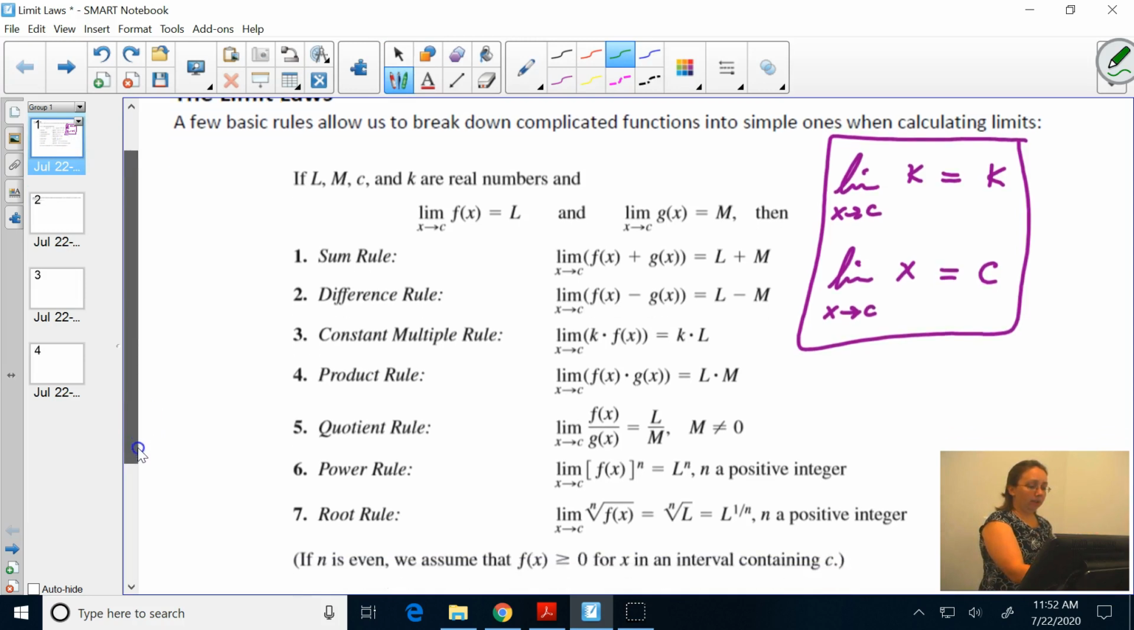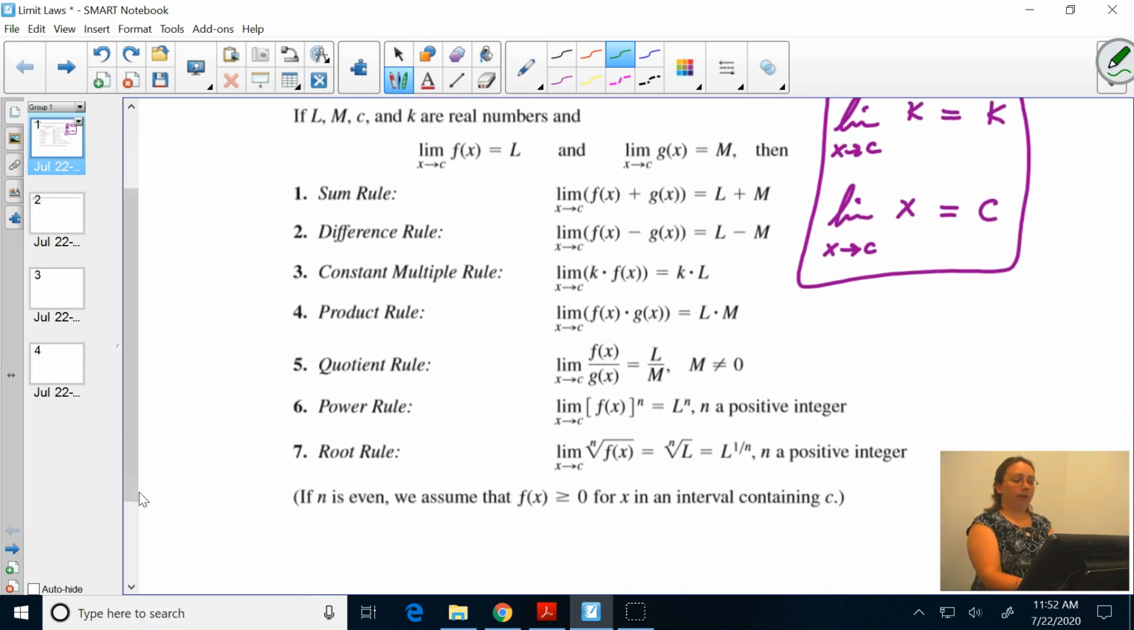In our limit laws, we have the limit of a sum, the limit of a difference. We have a constant inside of our limit. We have the limit of a product, the limit of a quotient, a limit involving a power on a function, and a limit involving a root on a function. Those are all the different things we're looking for, and each one of those we're able to break up, and I'm going to show you how, using these laws.